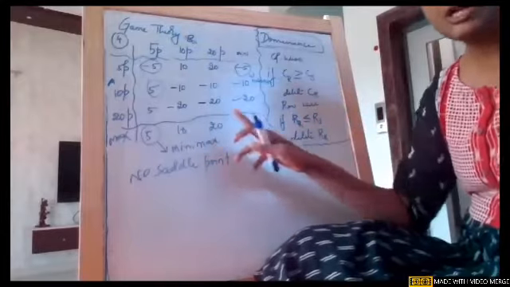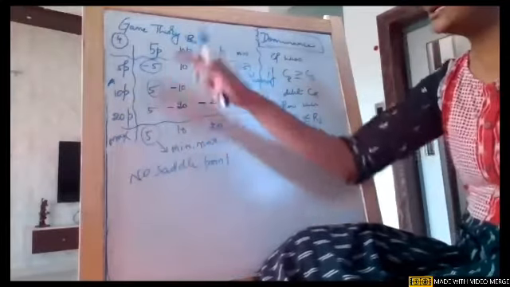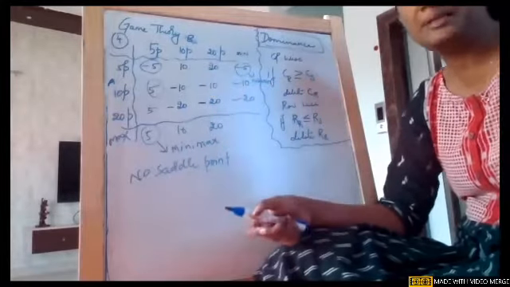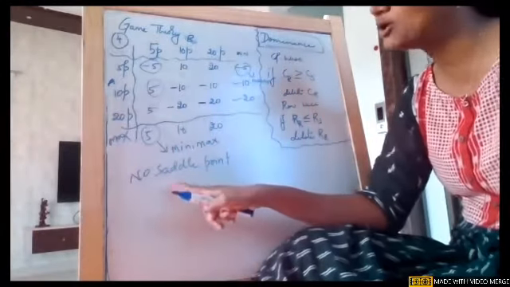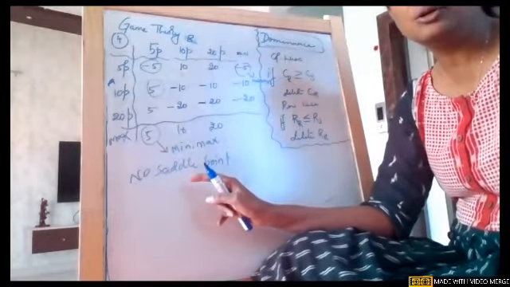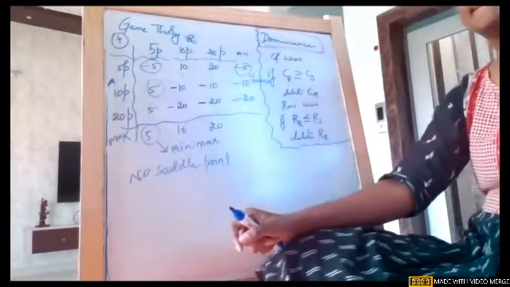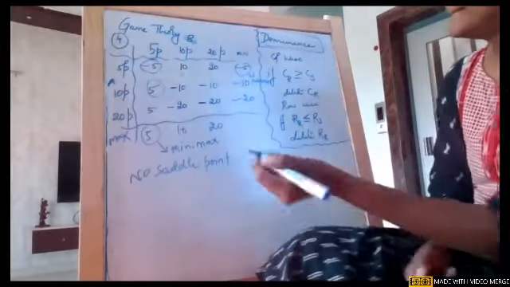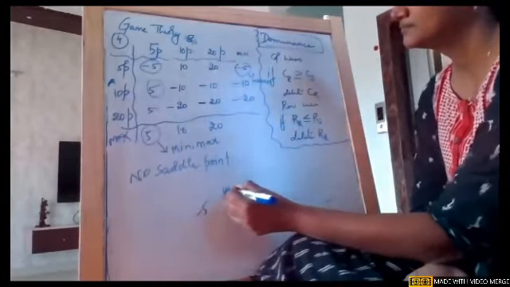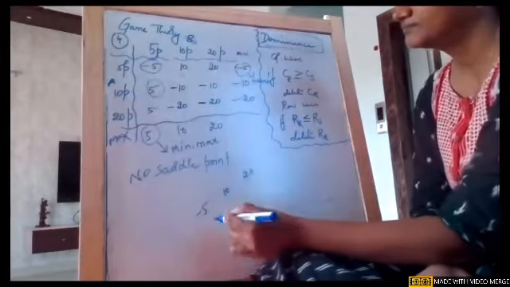Now, till here it is clear how we constructed the matrix, how we applied maximin and minimax, and how we arrived at no value of the game. Is it clear to you all? Any doubt? No, ma'am.